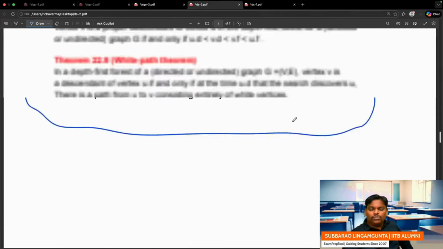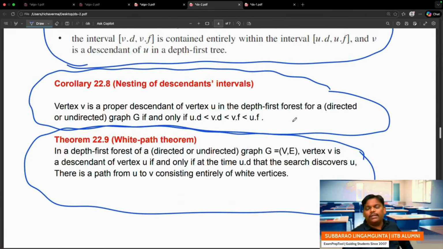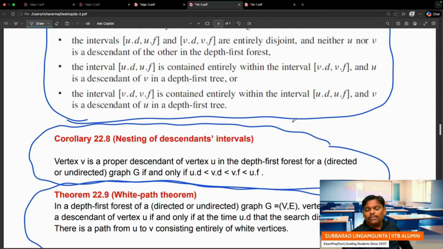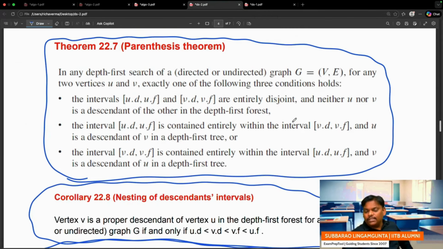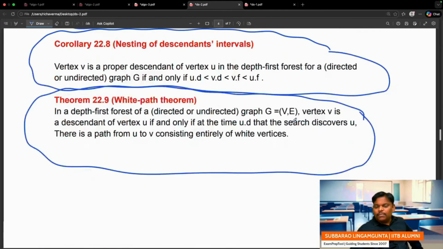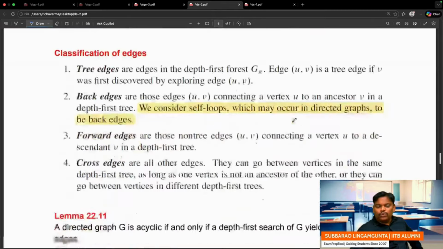You can pause and read it. White path theorem, nesting of descendants interval, parenthesis theorem. Please go through them. These are very, very important. In the examination, they are given directly. Please go through it.